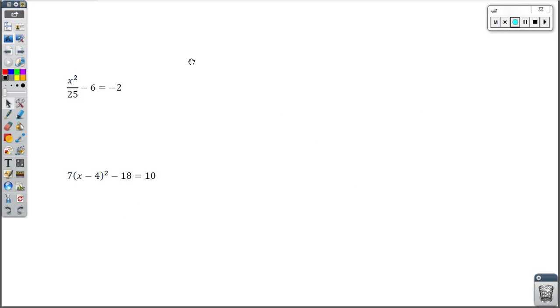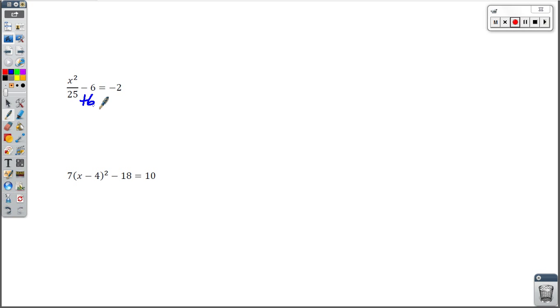All right, 2 more equations and then we're done. So again, when we're solving an equation like this, what we want to do is try to get the x squared by itself. So just solve that as if it's just regular x instead of x squared. Go through and solve it exactly the same way, and then at the end, take the square root.